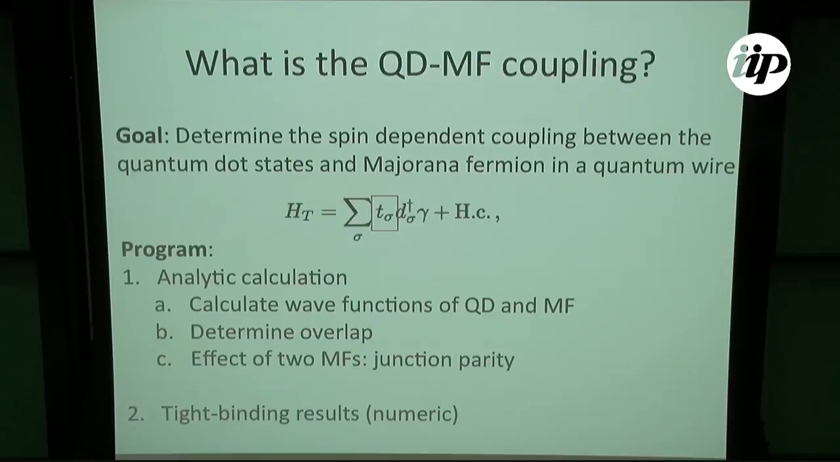And then once we've done it for one Majorana fermion, we'll consider the effect of coupling the quantum dot to two Majorana fermions. And then we'll compare it to the tight-binding model analytics and numerics that we did.